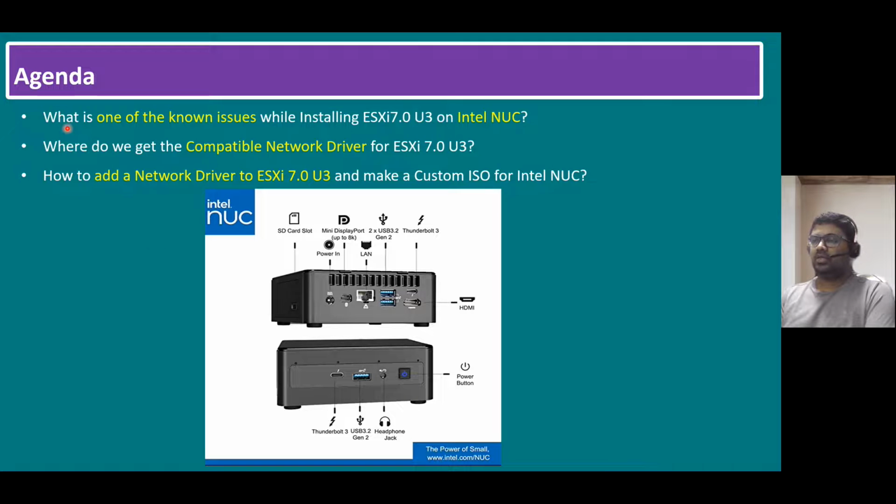Okay, so the agenda is like this. What is one of the known issues while installing ESXi 7.0 update 3 on Intel NUC system? And where do we get the compatible network driver for ESXi 7.0 or 7.0 update 3? And how to add the network driver to ESXi 7.0 update 3 and make a custom ISO for Intel NUC system?